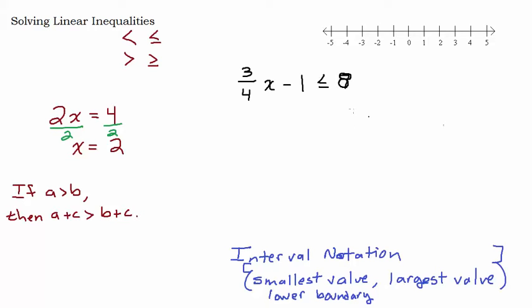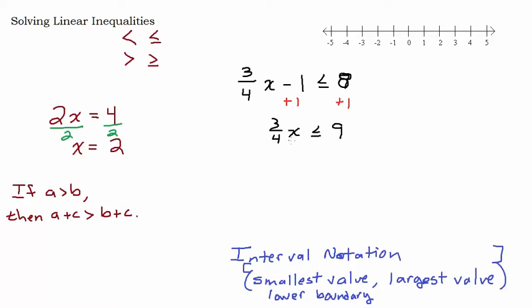Okay, so if this was an equal sign here instead of a less than or equal to, what would you do first? Right? You'd add 1 to both sides. You're going to do the same exact thing here. We're going to add 1 to both sides. And so that gives us 3/4 x is less than or equal to 9. Just make sure you copy this sign down, less than or equal to.